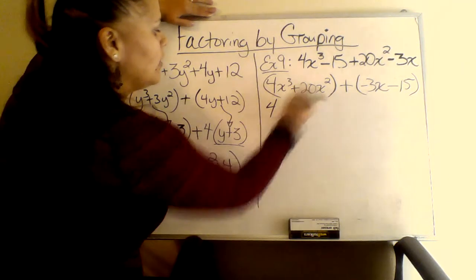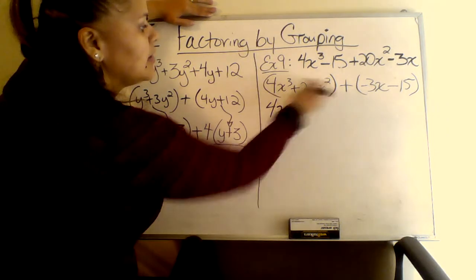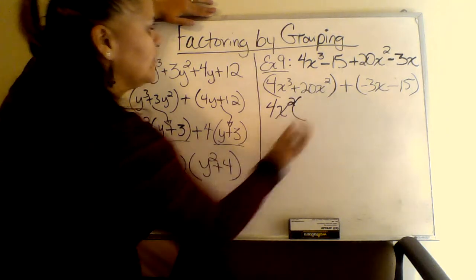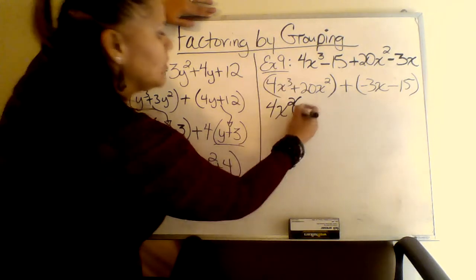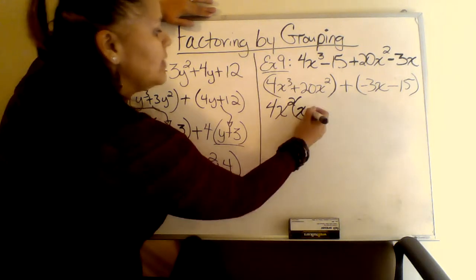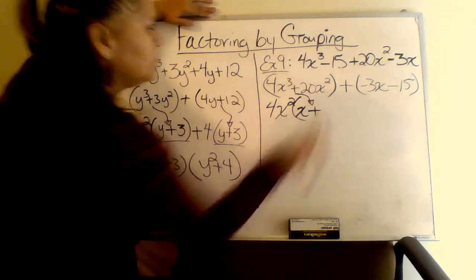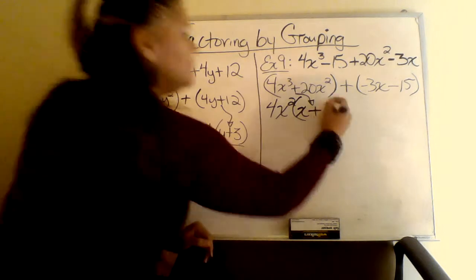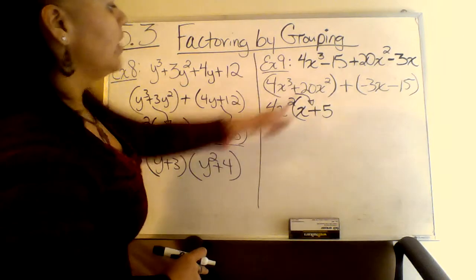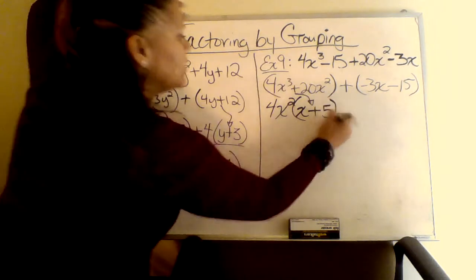So then 4x. But how many x's? The smallest one, squared. So this right here, I just need an x cubed, or another x. So x. And to that, bring down the sign. 4 times what gives you 20? 5. Now x squared, don't need anything else there.